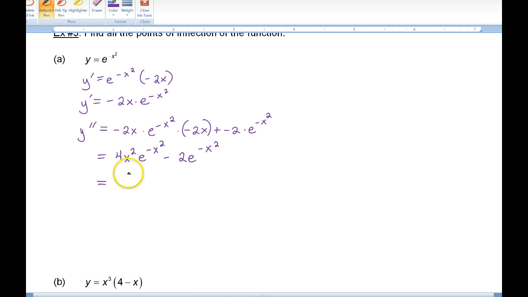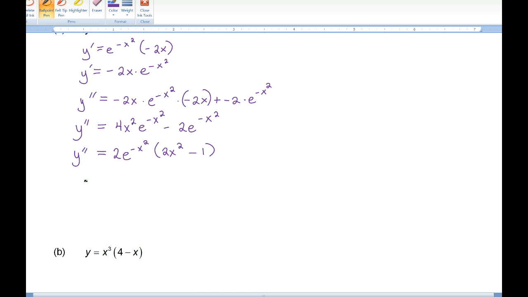I can factor out, so I look at what I can factor out of each term. I have a 4 and a 2, so I'll take out a 2. And then I have an e to the negative x squared in both parts. So when I take that out, I'm left with a 2x squared minus 1. Now remember, this is still our second derivative here.